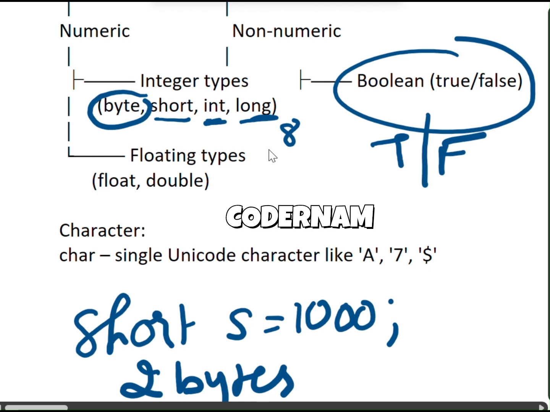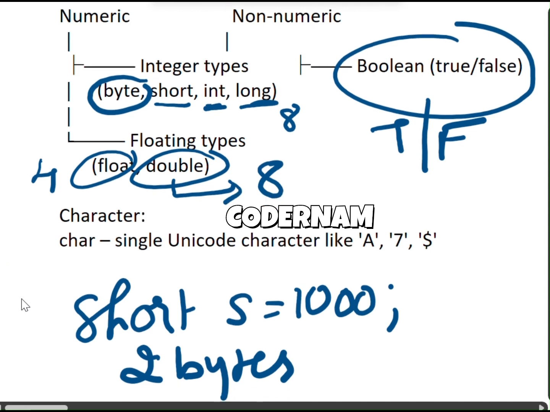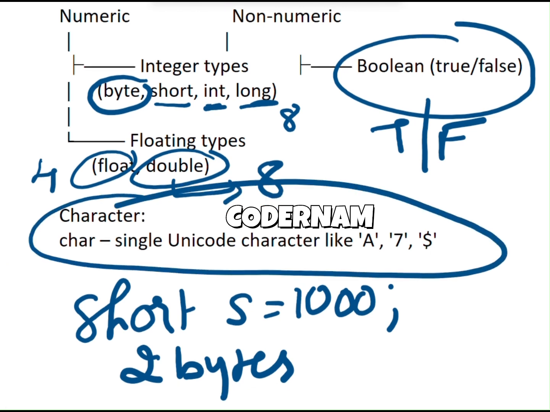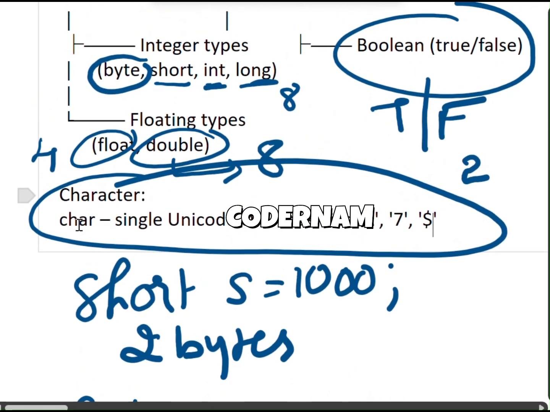Next we have the floating types. In floating types we have float and double. Float takes up to the size of 4 bytes, and holds decimal numbers with less precision. Then we have double, of the size of 8 bytes. They are high precision decimal numbers. Then we have char, the character type. It takes up to 2 bytes, and it stores a single character.